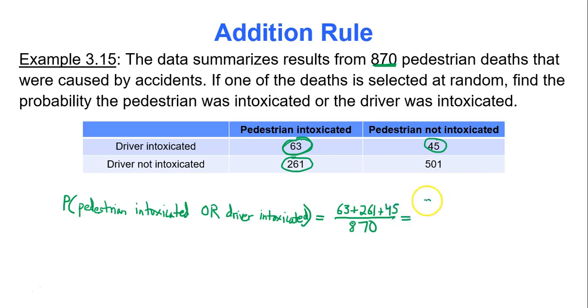At the end of the day, you get 369 out of 870. And we'll round to, let's say, 4 decimal places. So we'll divide. We get 0.4241. So make sure you don't double count anything.